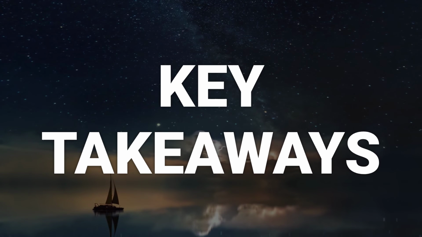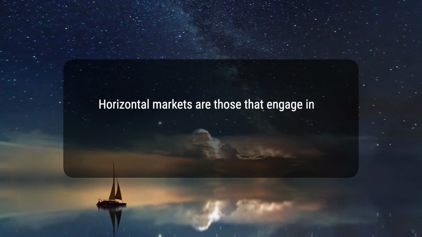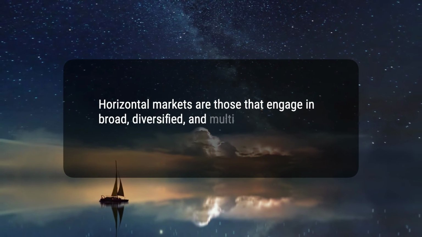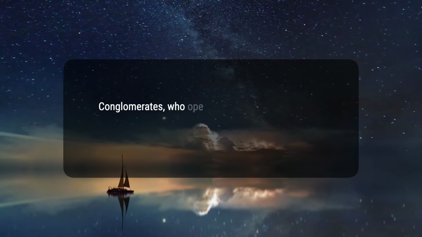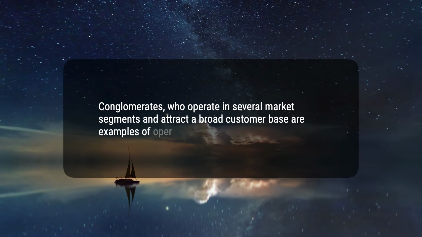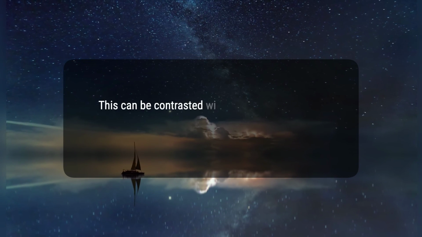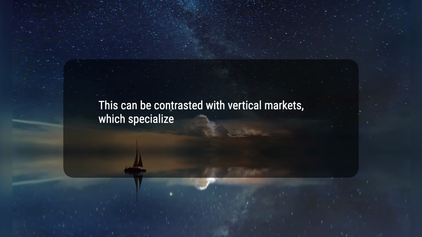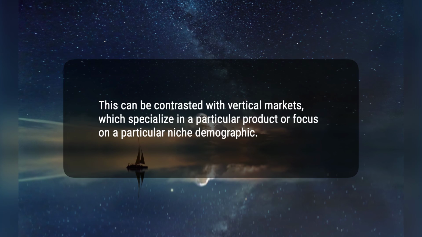Here are 3 key takeaways. 1. Horizontal markets are those that engage in broad, diversified, and multi-sector production and consumption. 2. Conglomerates, who operate in several market segments and attract a broad customer base, are examples of operating in a horizontal market. 3. This can be contrasted with vertical markets, which specialize in a particular product or focus on a particular niche demographic.